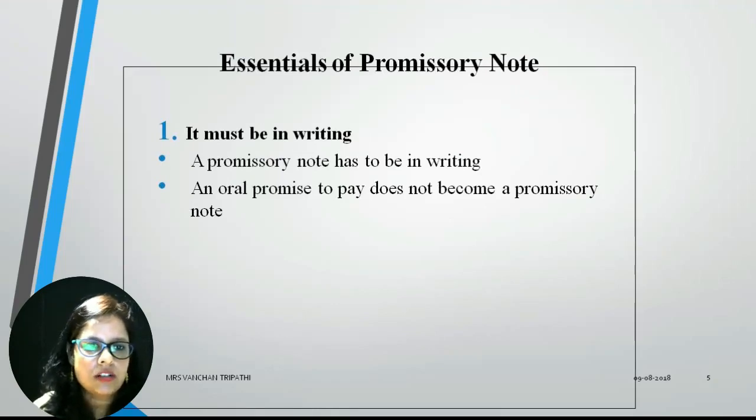So the first essential: it must be in writing. A promissory note has to be in writing. An oral promise to pay does not become a promissory note. If we are making a promise to a person that I'll pay you rupees 10,000 orally, that is not a promissory note. A promissory note is when we are making a promise in written form.